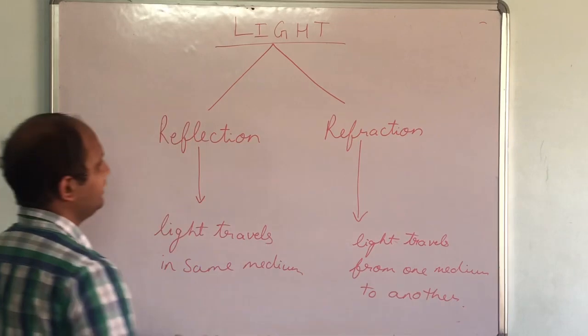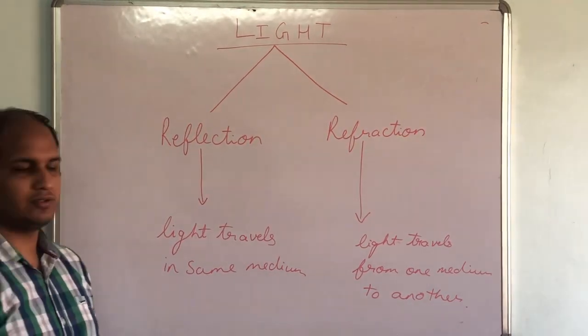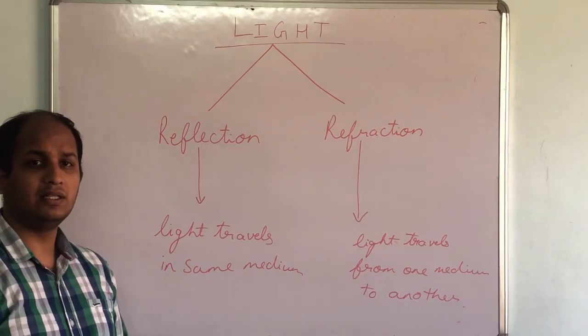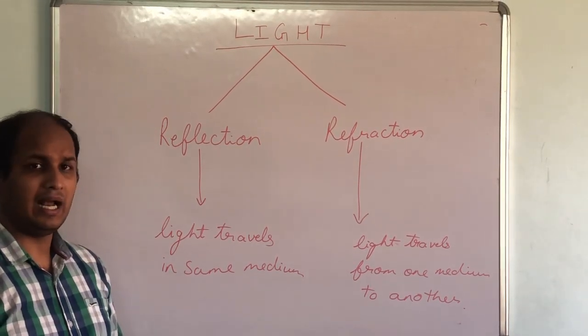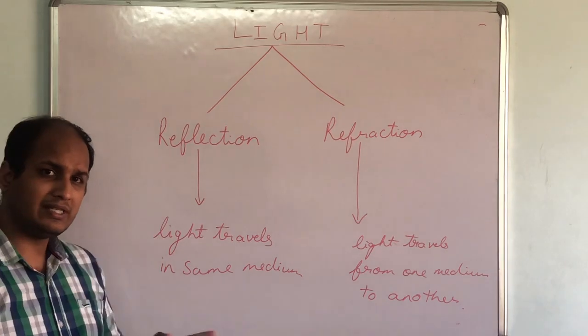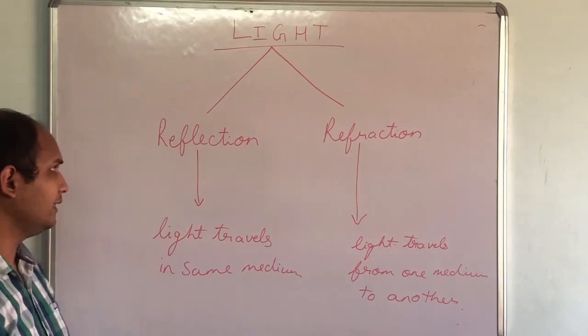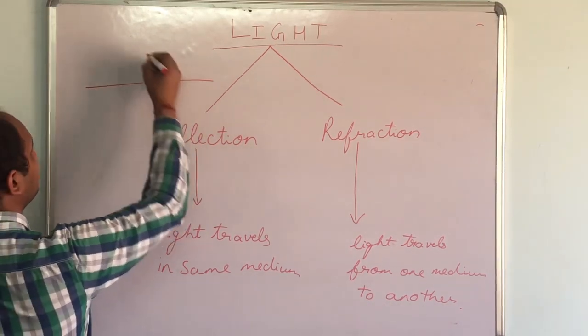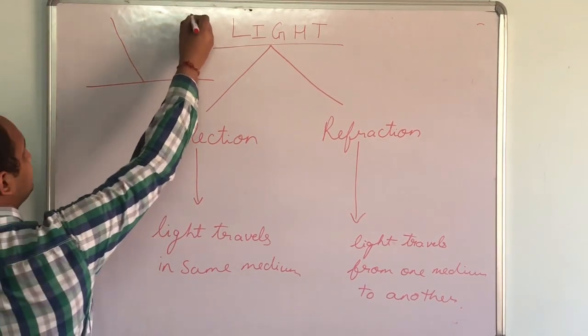Now, let's discuss reflection first of all. What do you mean by reflection? Reflection is basically the bouncing back of light in the same medium, right? At the same angle at which it is incident, right? Let's see with the help of a diagram. I hope this diagram will be visible to you.